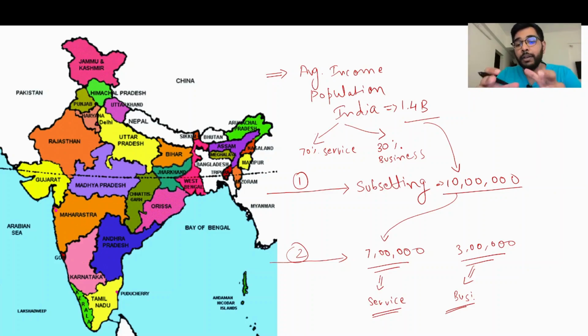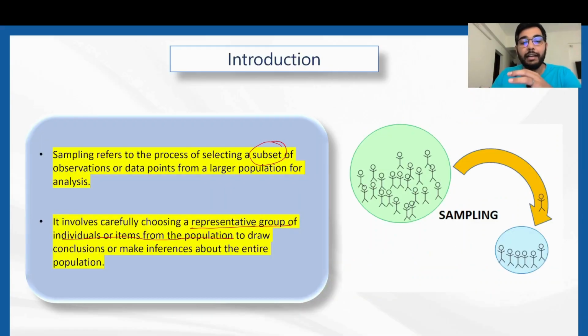If it would not represent the population, the average income that we were trying to infer from the sample regarding the overall population would be incorrect, or the analysis or the inference that we were trying to make out of the sample would be incorrect. So this is the definition of sampling.